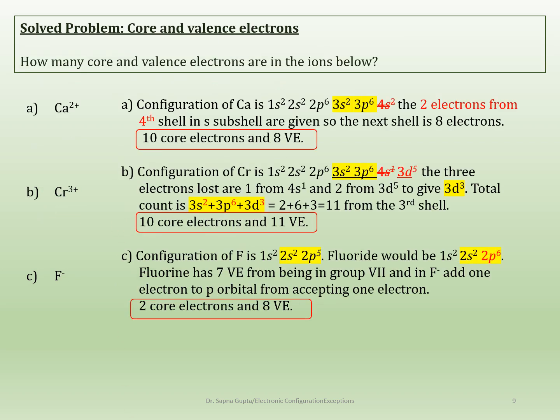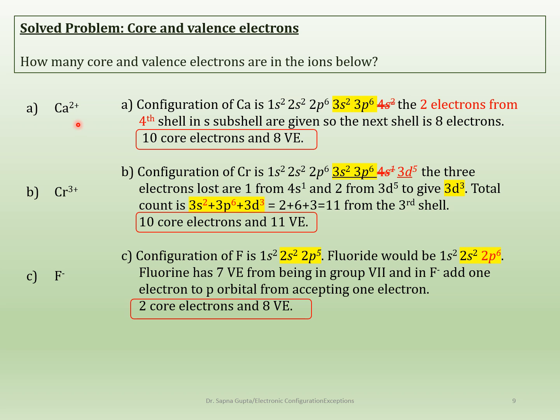Okay, so here's the one for core and valence electrons. Now we're looking at the core and valence for ions, not for elements. For the calcium ion, I've written the original configuration over here. It's crossed out, but the original is still there: 1s2, 2s2, 2p6, 3s2, 3p6, and then 4s2.